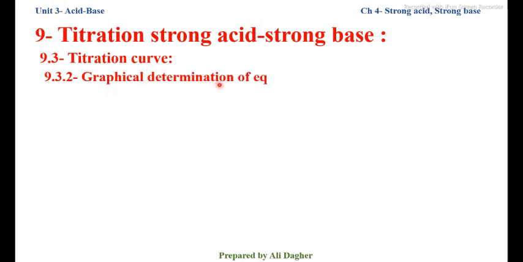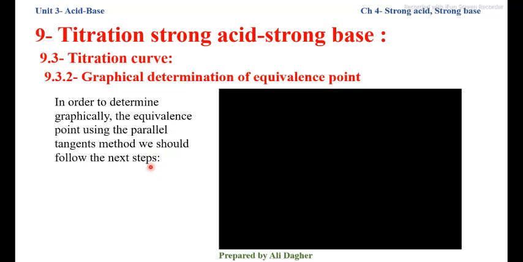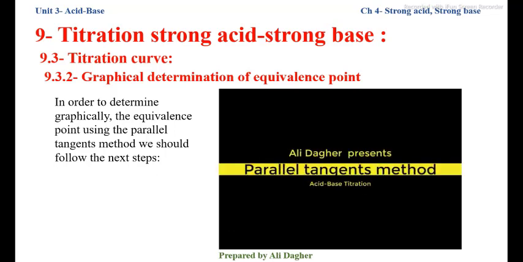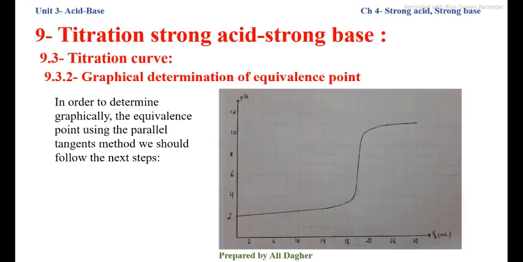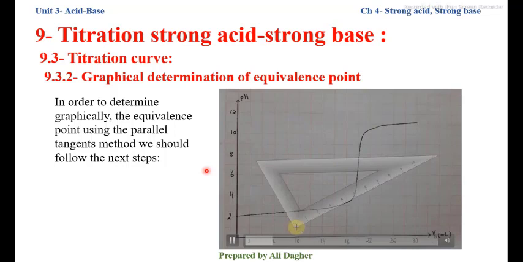Graphical determination of equivalence point. In order to determine graphically the equivalence point using the parallel tangent method, we should follow the next steps. Here we have the graph titration of strong acid by strong base. Step 1, plot a tangent on a concavity of the curve, this concavity, or the other concavity. And we draw a tangent on the first concavity of the curve.